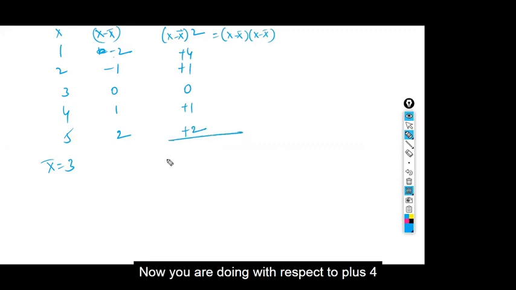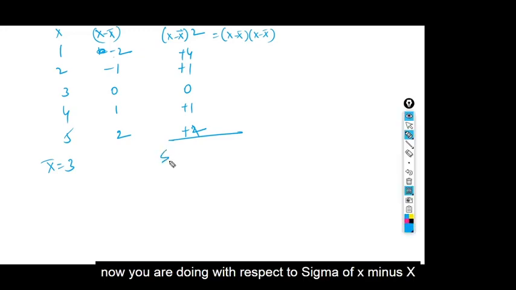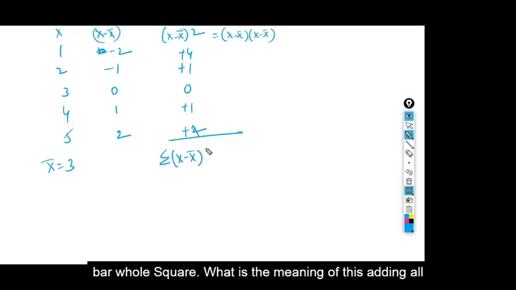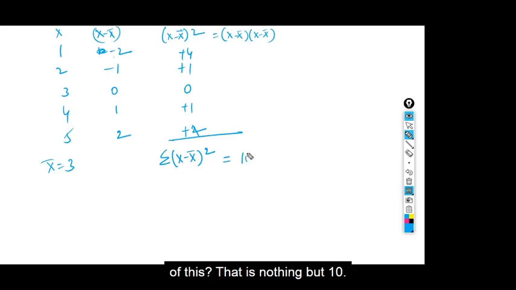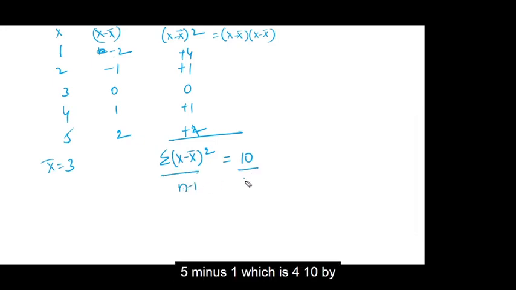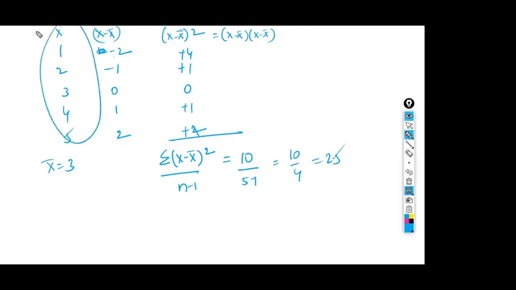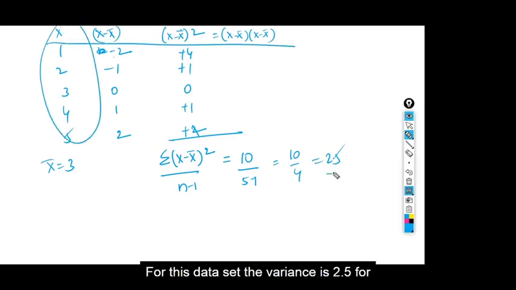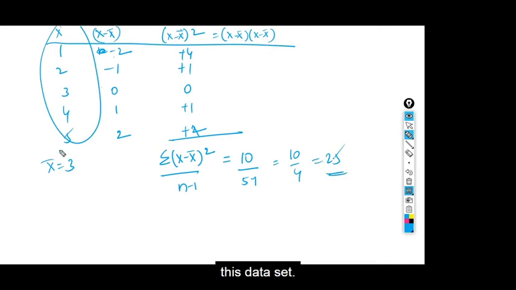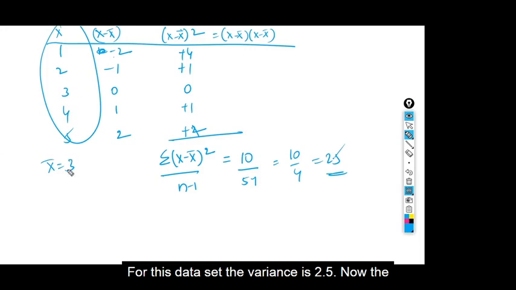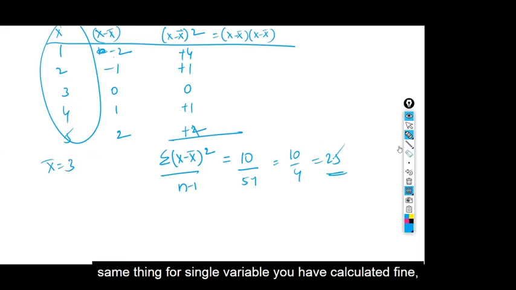Now you are doing sigma of (x minus x bar) whole square. What is the meaning of this? Adding all of this, that is nothing but 10. Divide by n minus 1, that is 5 minus 1, which is 4. 10 by 4 is 2.5, which is the variance for this particular data set. Now the same thing you have calculated for a single variable, fine.